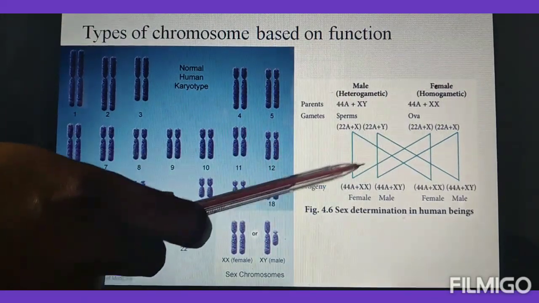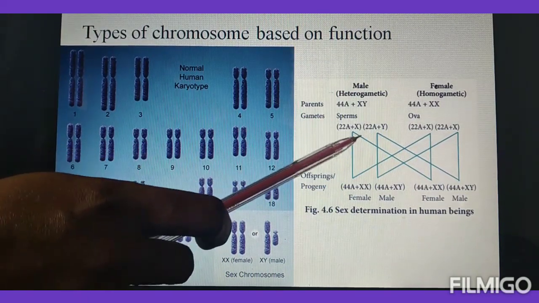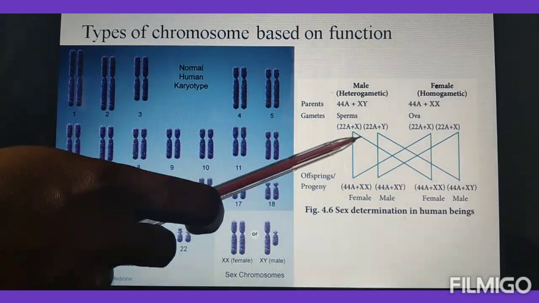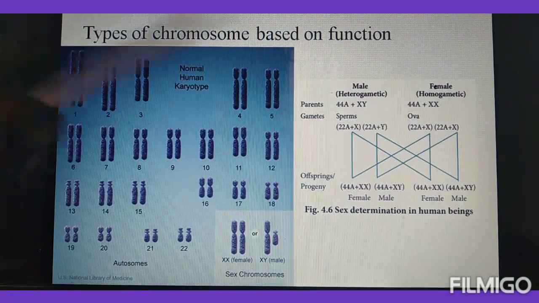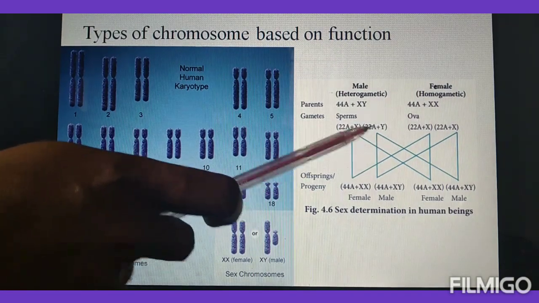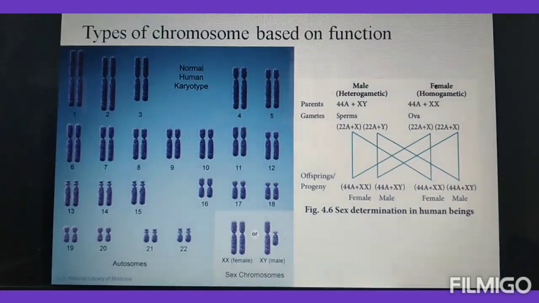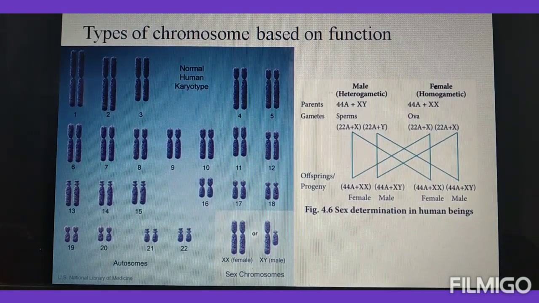But in the gamete, along with the 22 autosomes, the sex chromosome, either X or Y, is present in the sperm. Some sperms have 22A plus X, and some have 22A plus Y. This condition is called the haploid condition. It is represented by N.